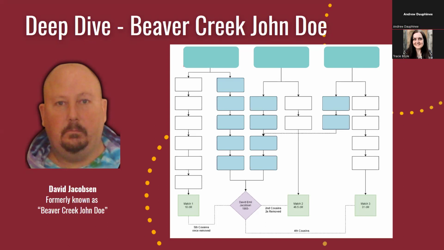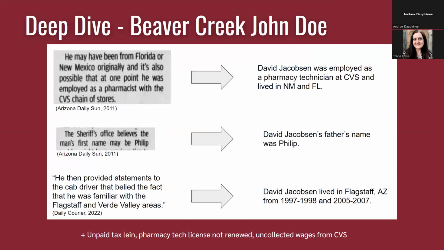During the research, one of the students in the certificate program had come across some information that helped land on a potential candidate. In the newspaper, they had found that he may have been from Florida or New Mexico, and it was also possible that at one point he was employed as a pharmacist with CVS. They found that David Jacobson was employed as a pharmacy technician at a CVS and lived in New Mexico and Florida. There was another article that mentioned the sheriff's office believes that the man's first name may be Philip.